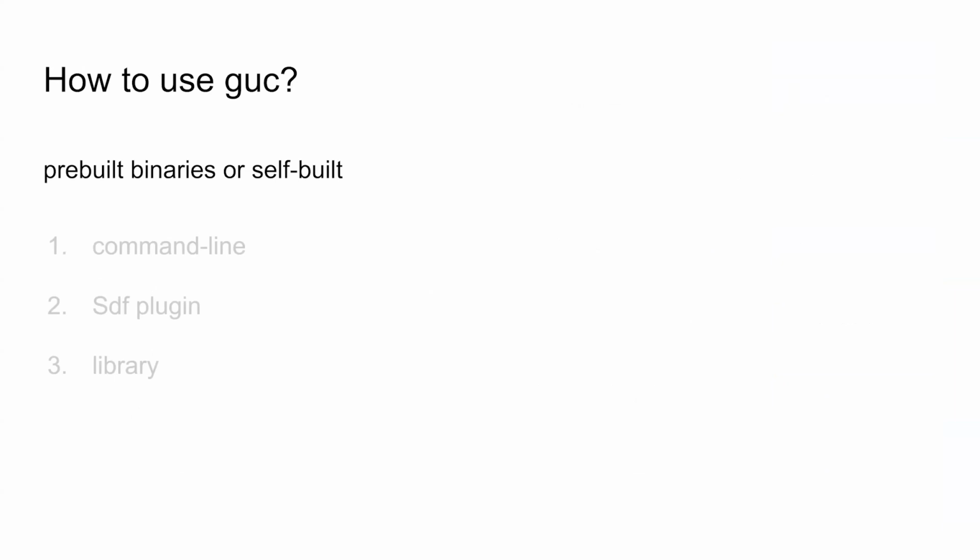So let's say you want to use GUC. How do you do that? Of course, you need to download it. I offer pre-built binaries from the GitHub Actions workflows for three operating systems. But you can also build it yourself, of course. There's only one self-contained dependency besides USD. So it's pretty lightweight. And then you have 3 options to use it.